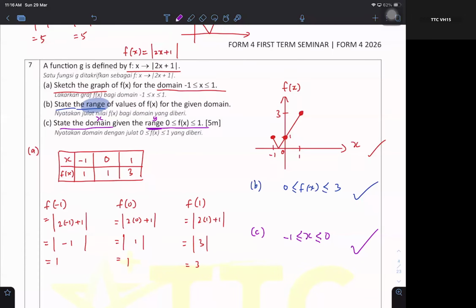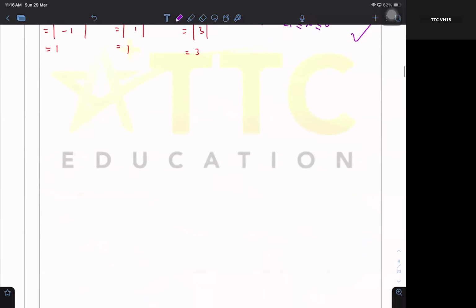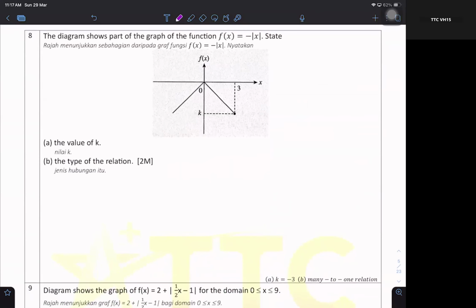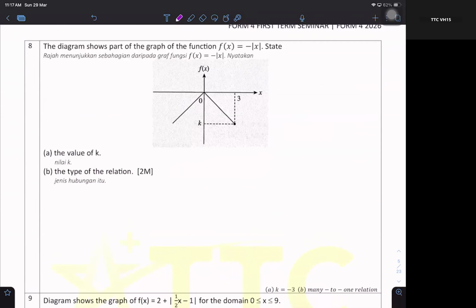Okay, next. The diagram shows part of the graph, negative modulus. Don't worry, just do only this one. Like question A, find the value of k. Where is k? Oh, k is here. Now, k comes from what? k comes from 3. You see the 3 goes to k, right? The 3 is the x.